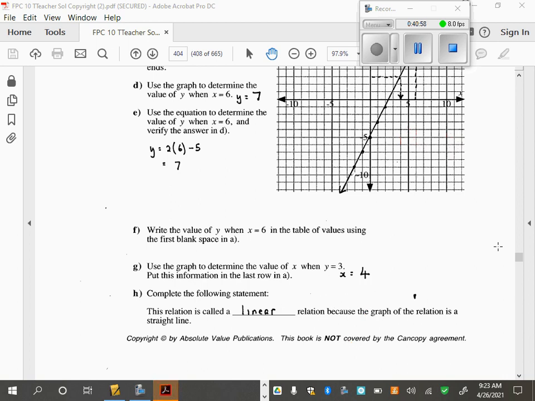Okay, so G, use the graph. If y equals 3, so 3 up, where does the graph hit 3 up? Right here. And so what does x equal? X equals 4. And this makes sense. Linear means line. Okay, so a linear relation gives you a line. It doesn't make sense on the next one because quadratic gives you a parabola.